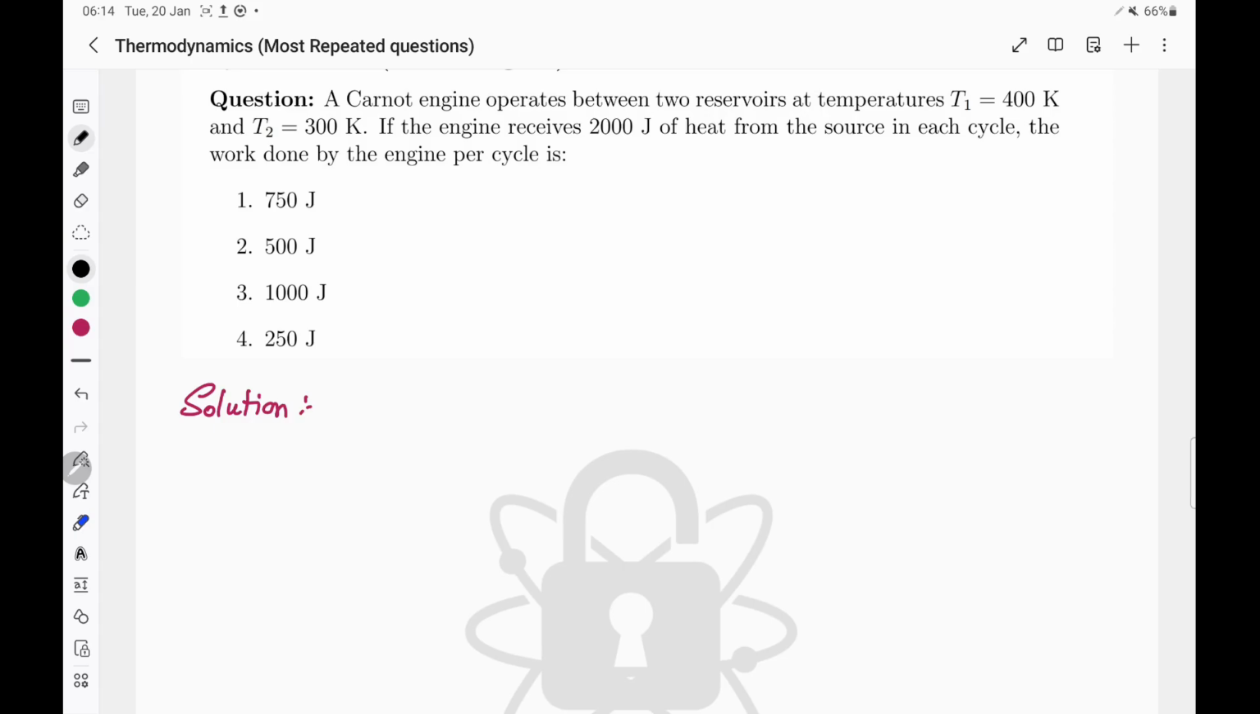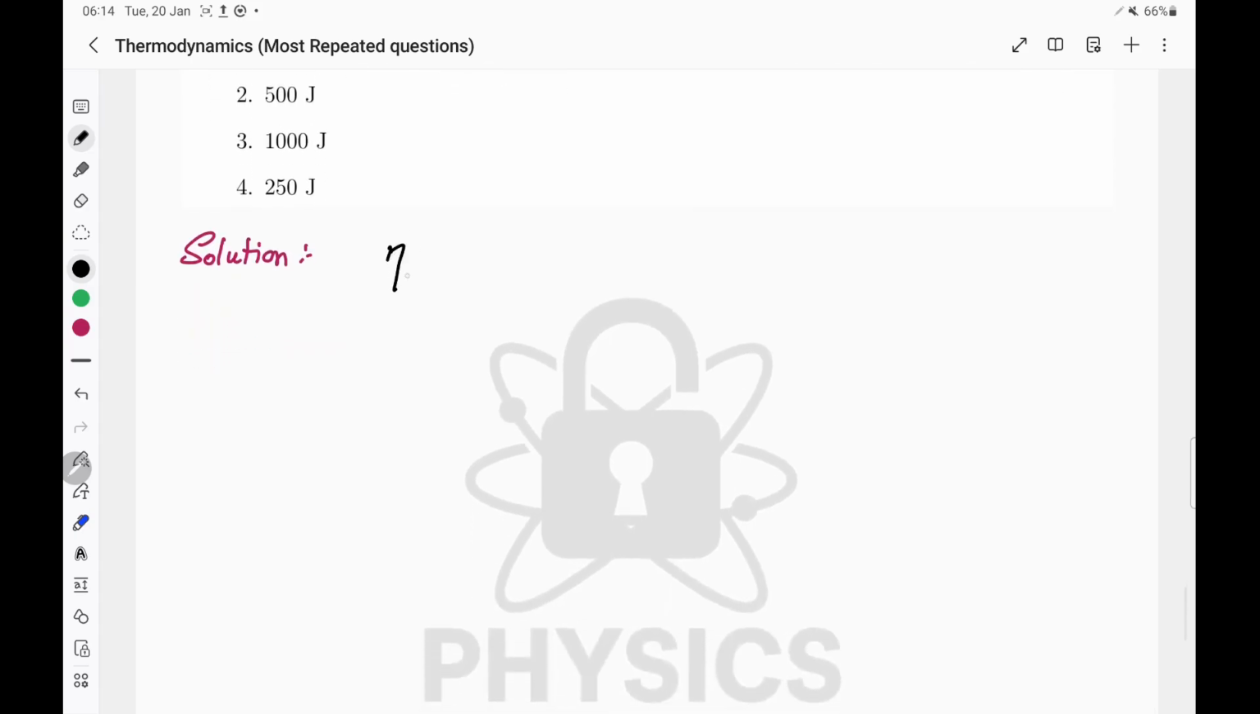So here we are going to use the idea that efficiency is defined as work done divided by heat absorbed. And in case of Carnot engine, efficiency also happens to be 1 minus T2 divided by T1, where of course T2 and T1 must be in Kelvin. You should substitute these values in the absolute scale.